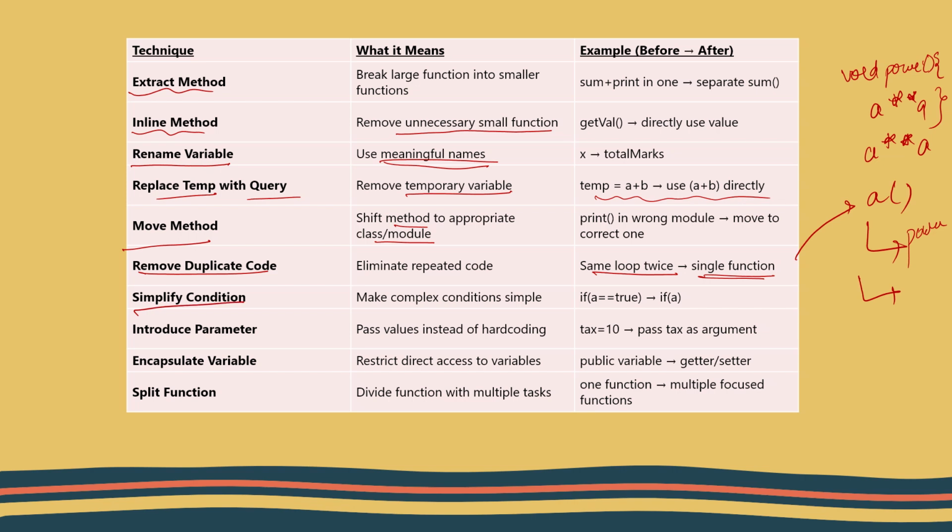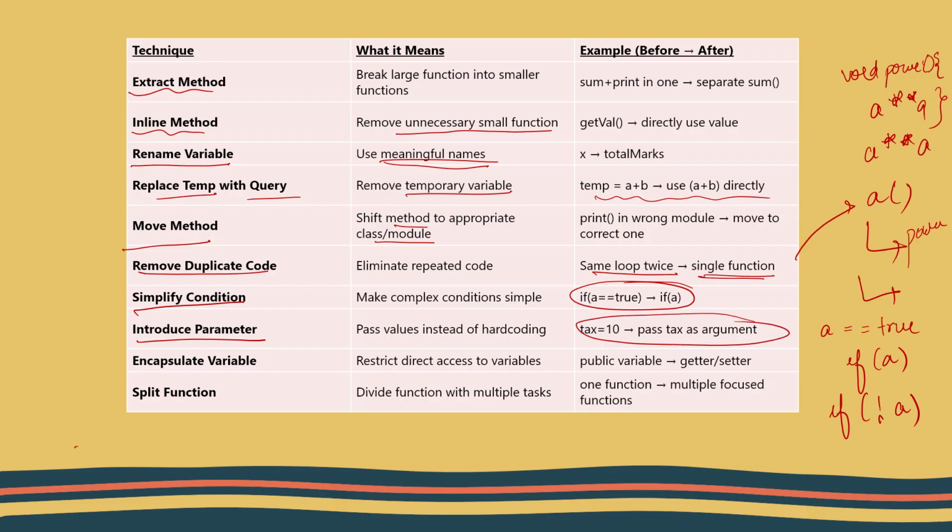Simplify condition, make complex things easy. Like why write a equal to true? Why not write only if a, or if a equal to false, if not a? Introduce parameter. Pass tax as an argument rather than writing tax equal to 10, tax is equal to tax plus 10. Instead, make a function and pass tax as a parameter.